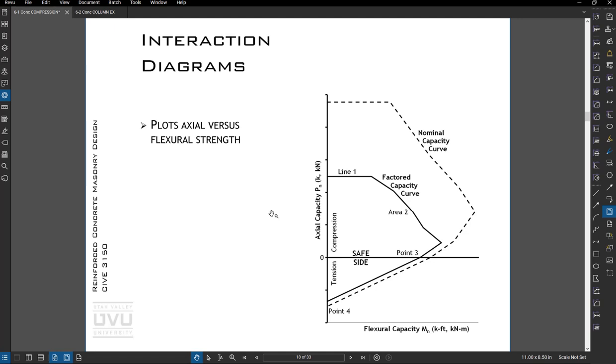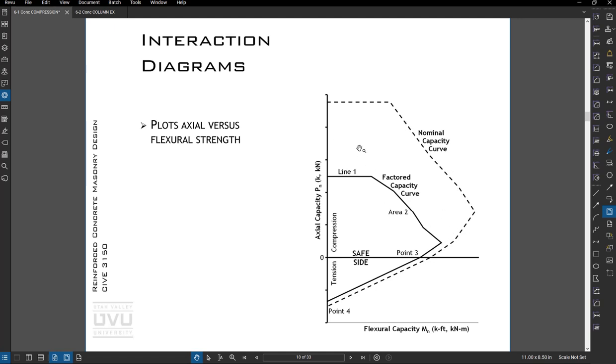Okay, so the crux of columns are interaction diagrams. This first dashed curve is the nominal capacity curve. The second is the factored curve that has the phi factor applied to it. You can see the safety factor in this tension area and some of the bending. This is the tension control limit, the phi is 0.9, but then suddenly we go from a phi of 0.9 to a phi of 0.65 for the rest of the curve.